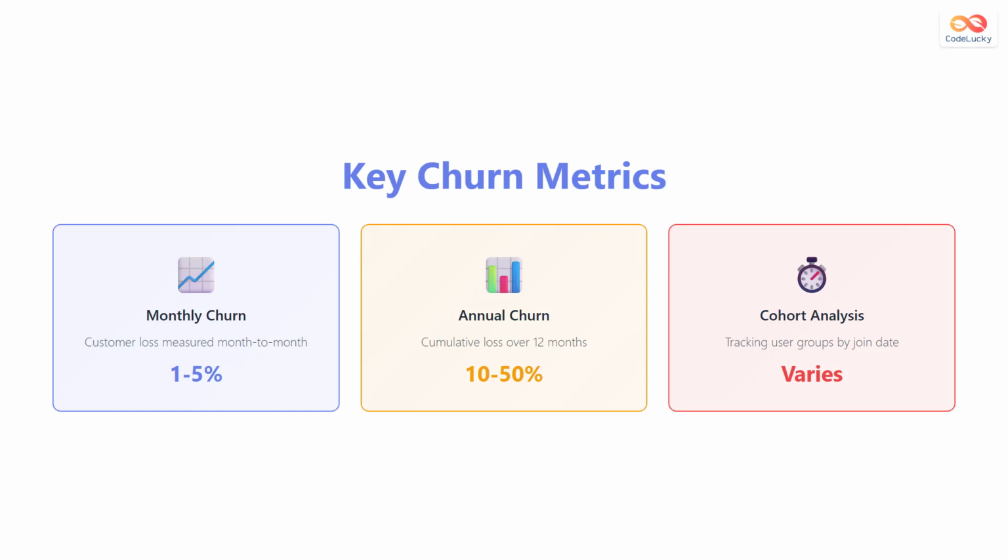There are 3 important metrics to track. Monthly churn measures customer loss from month to month and typically ranges from 1 to 5% in healthy products. Annual churn is the cumulative loss over 12 months, usually between 10 and 50% depending on your industry. Cohort analysis groups users by their join date to see how different groups of customers behave over time. This helps identify patterns in when and why customers are most likely to leave.